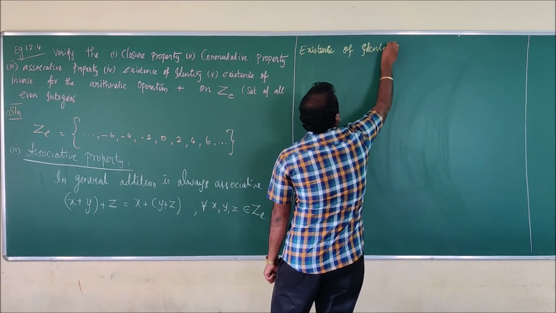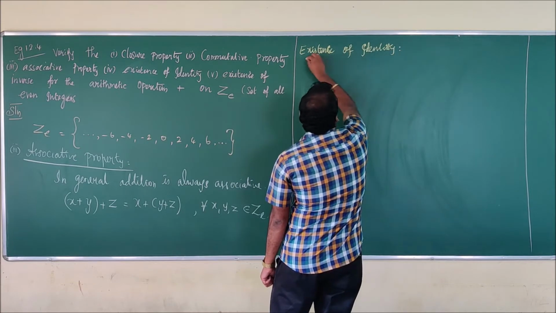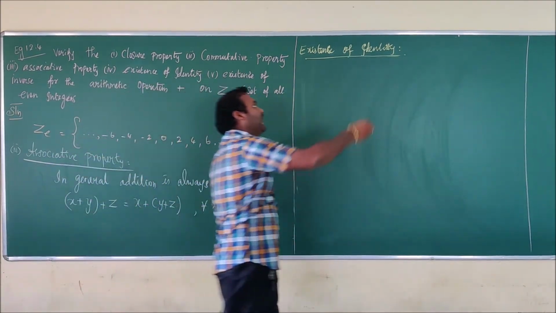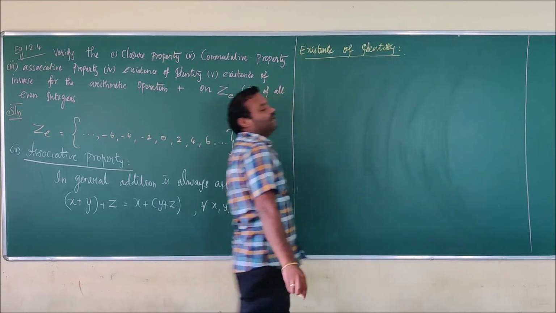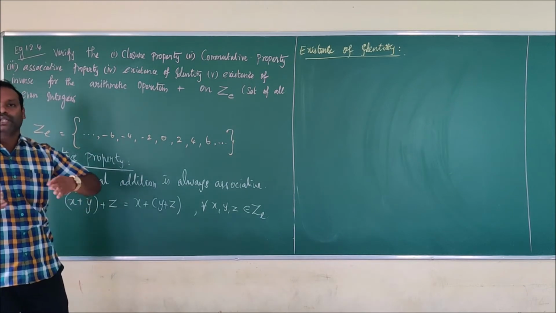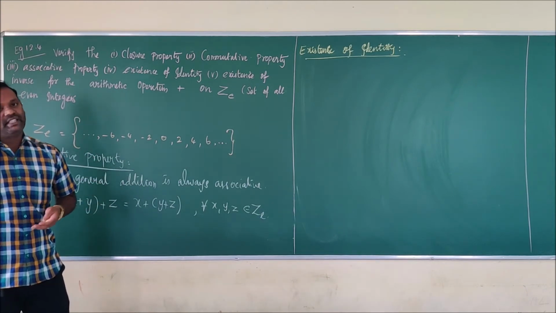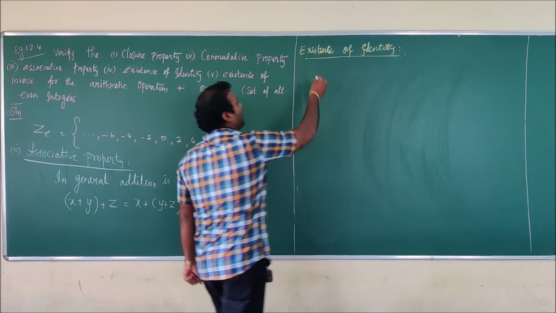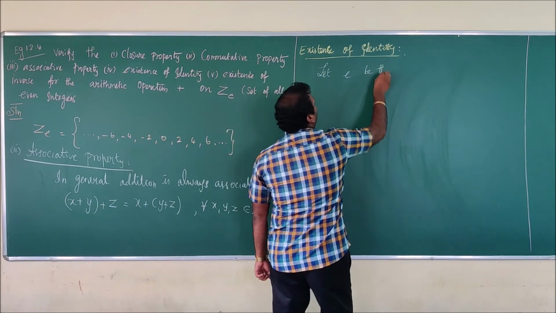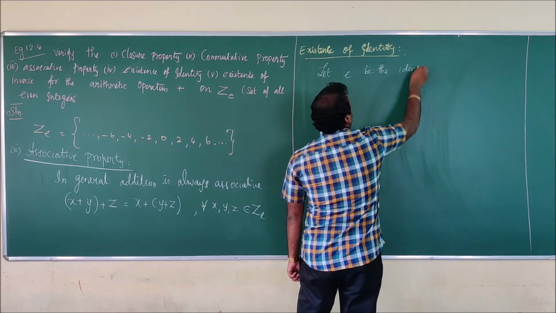So, existence of identity. Since our operation is addition, we know that in general the identity element is 0. In addition, the identity element is 0, but you have to make that 0 procedure-wise. So for that, I am going to take the identity element as E. Let E be the identity element.